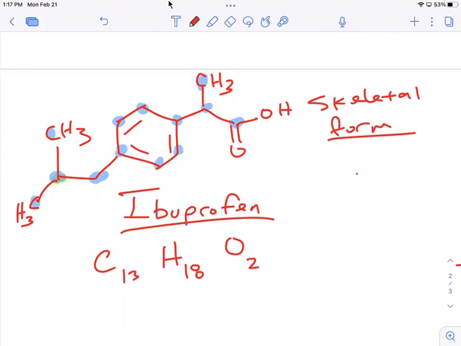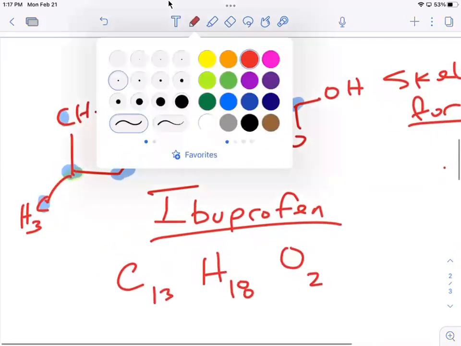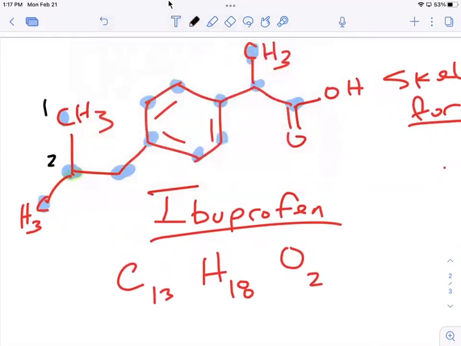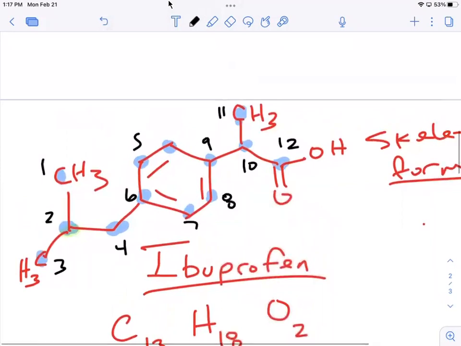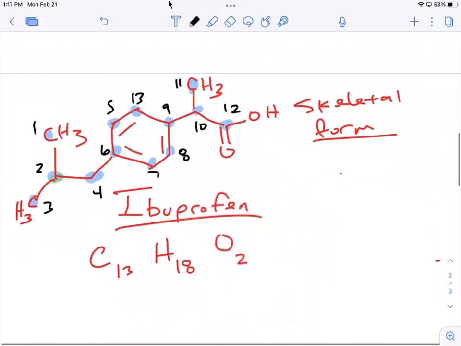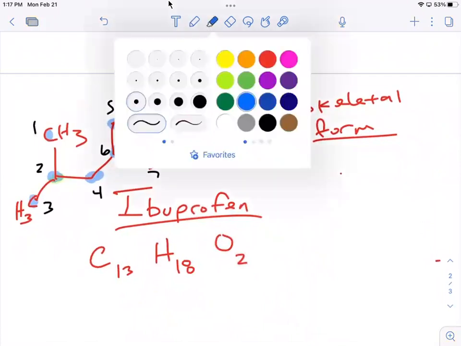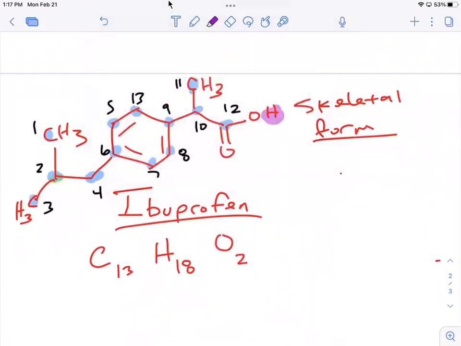So this is what's called a skeletal form. And if you notice, the carbons here, we can number them 1, not in any order, 4, 5, 6, 7, 8, 9, 10, 11, 12. I'm missing a carbon somewhere. Right here, 13. There's no order, so don't worry about that. But we got 13. You can see that there are 13 carbons. And then for the hydrogens, you can see that there is 1 hydrogen here. There are 3 here. There are 3 here. And there are 3 here.